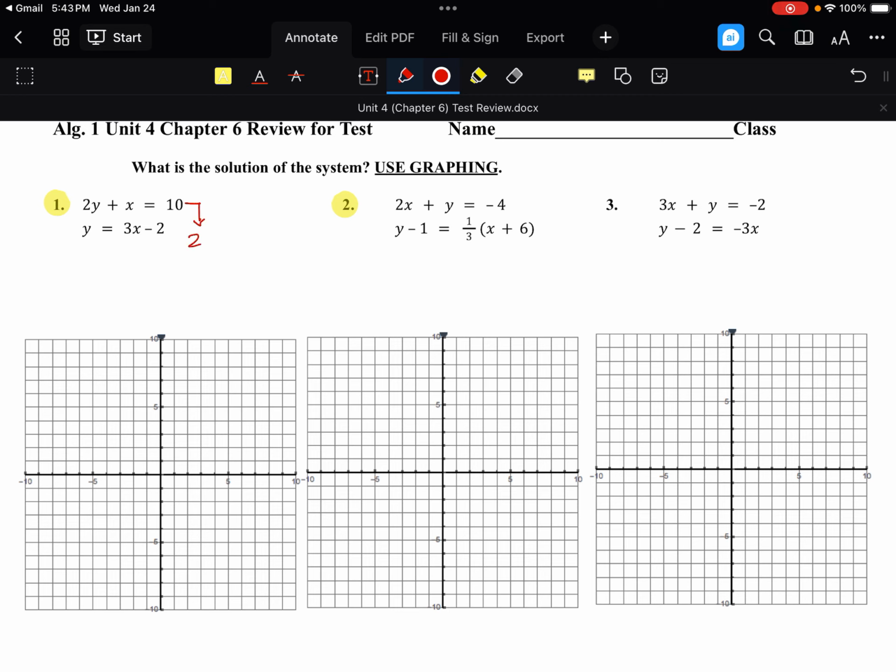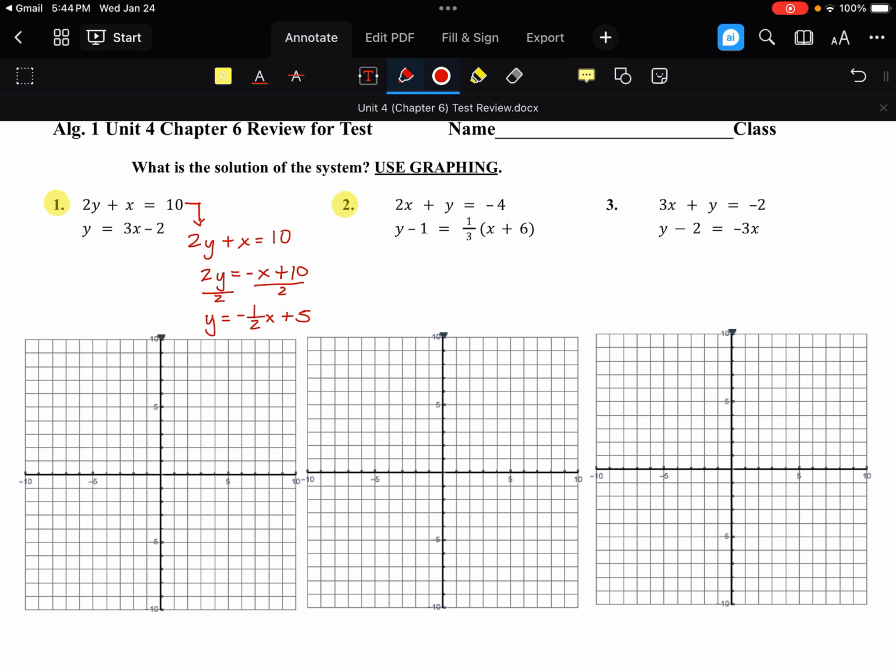So we're taking 2y plus x equals 10. The first thing we want to do is move the x to the other side by subtracting it. So that's going to give us 2y equals negative x plus 10. From here, we'll then divide by 2 to undo the 2 on the y. And so our slope-intercept form equation becomes y equals negative 1/2 x plus 5. This is the equation we now want to graph.